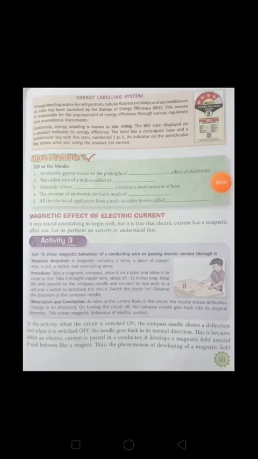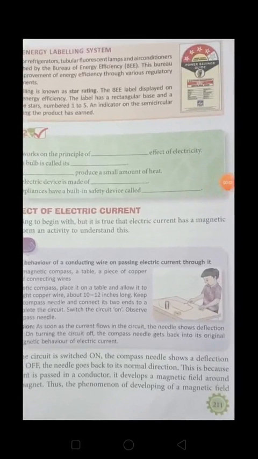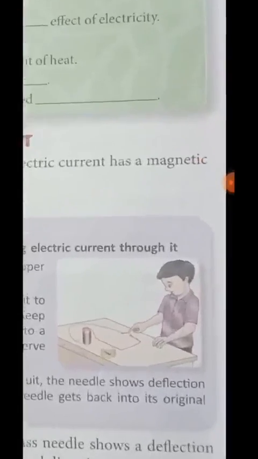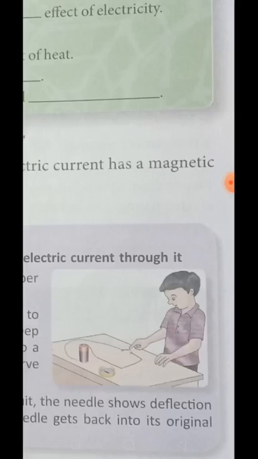To perform this activity, we need a magnetic compass, a piece of copper wire, a cell, a switch and connecting wire. Now just perform the activity. We will take a magnetic compass and place it on the table. Allow it to come to rest so that the needle is at rest. Now take a straight copper wire about 10 to 12 inches long and keep the wire parallel to the compass needle. Now connect the two ends of the wire to the cell and switch to complete the circuit.